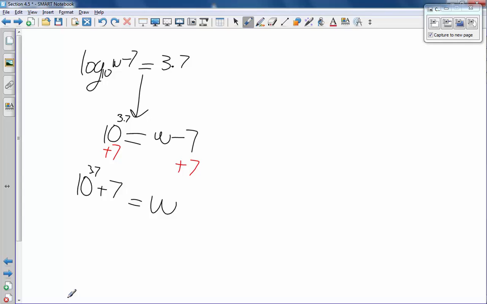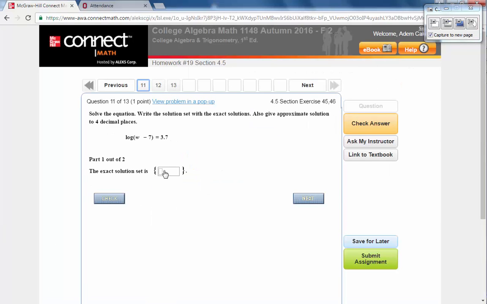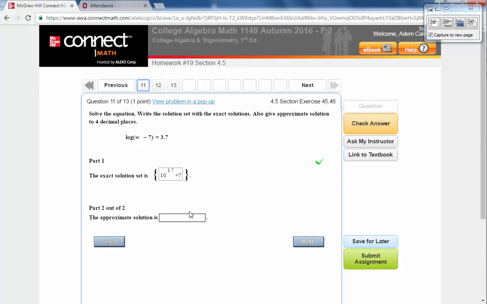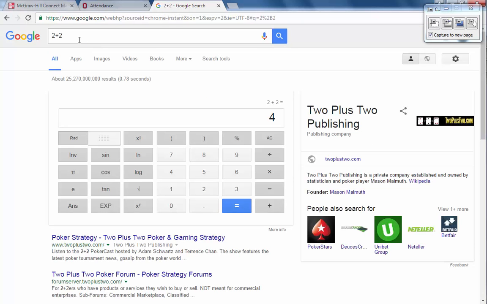10 to the 3.7 plus 7. Alright, you need to approximate this into decimal. They want it in decimal, so all you need to do is get the calculator and type this in here, or actually here. 10 raised to the 3.7.